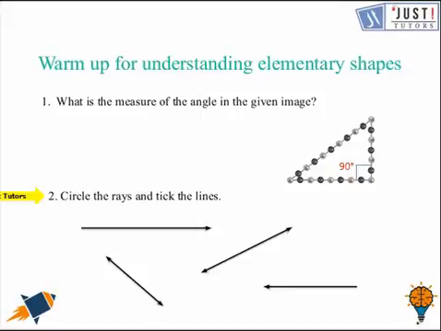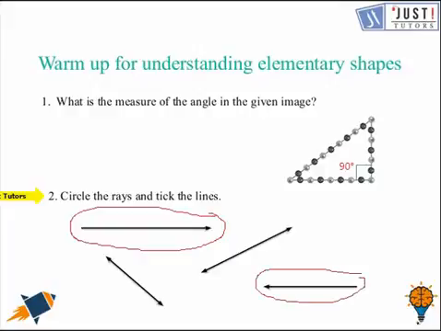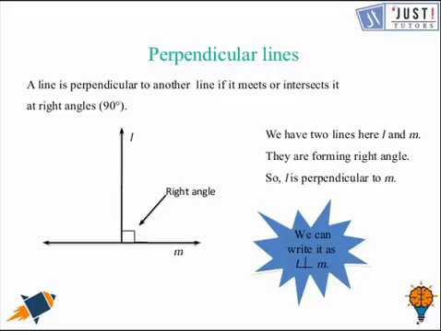In the second one, we need to circle the rays and tick the lines. So a ray is the one which is having an end point and it is going endlessly in the other direction. So this is a ray given here, and these two are lines because they are going endlessly in both the directions. Now let's move to the first slide where we have perpendicular lines.